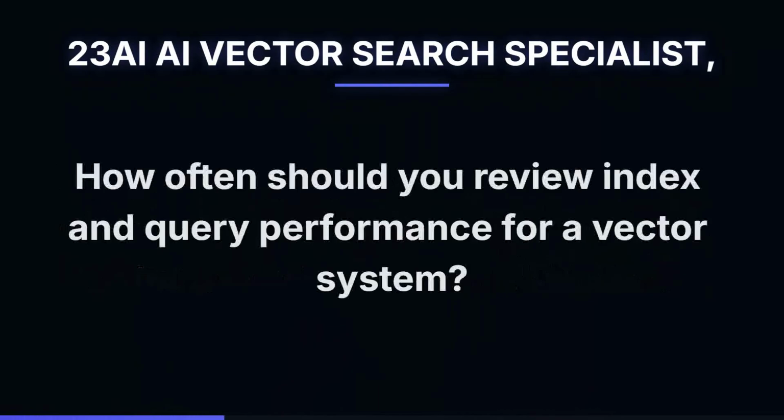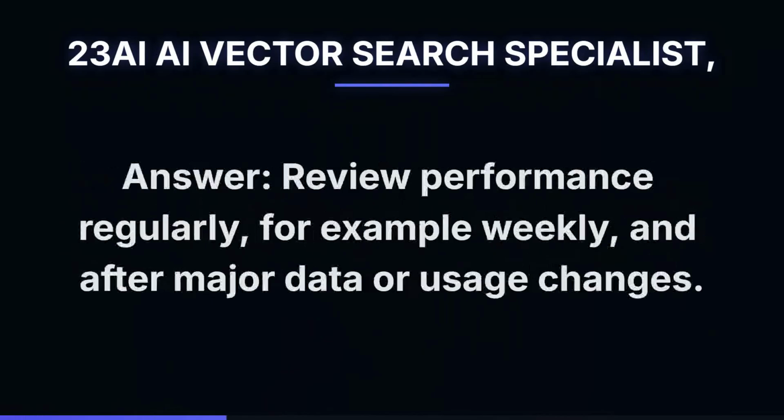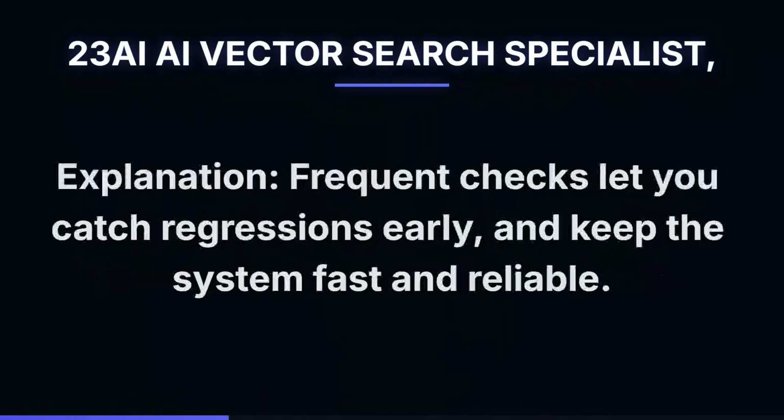15. How often should you review index and query performance for a vector system? Review performance regularly, for example weekly, and after major data or usage changes. Frequent checks let you catch regressions early and keep the system fast and reliable.